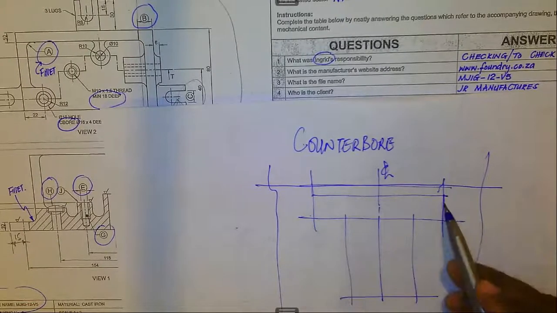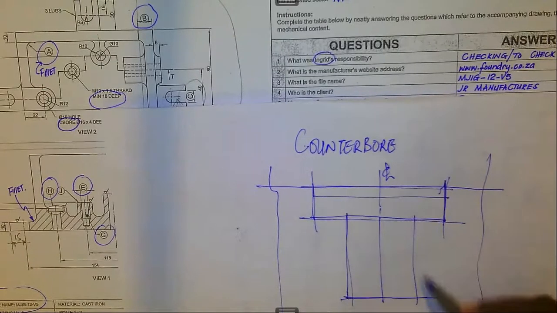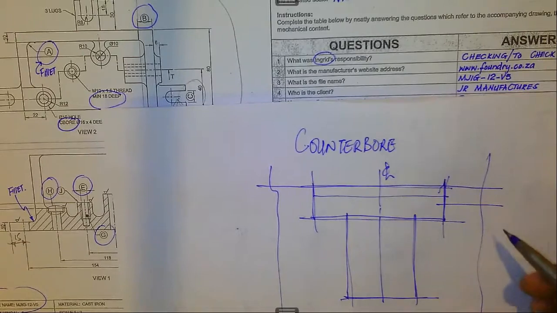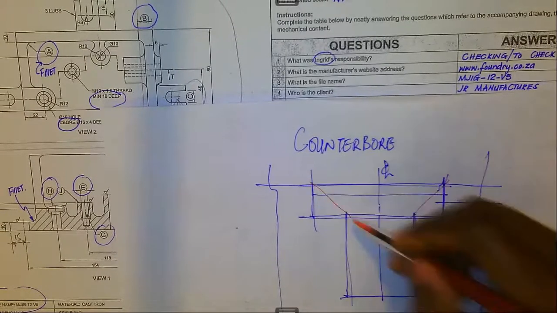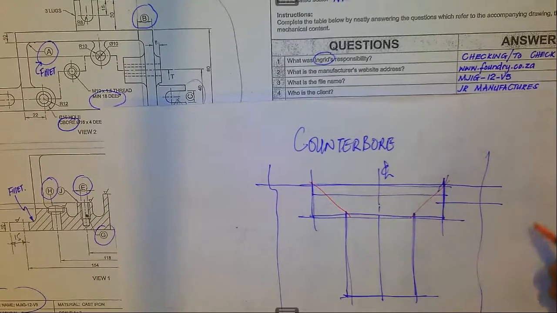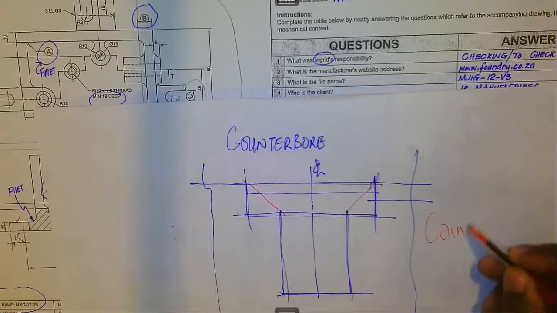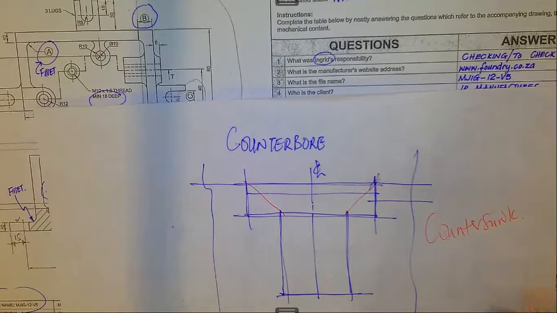Now, this part which we have created here is known as the counterbore. You'd find that in some cases, it may take this shape, like that. When it is like this, the part that has been cut is referred to as the countersunk. In most cases, it will be there to accommodate the screws such that they would not show outside the piece of work that you are working on.